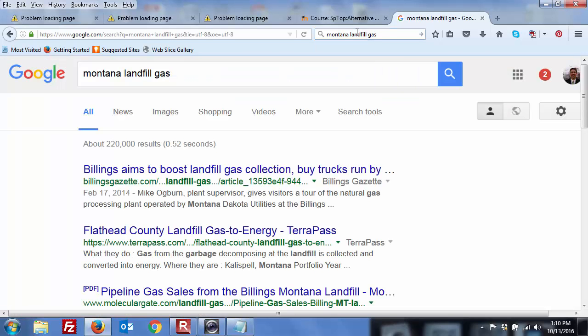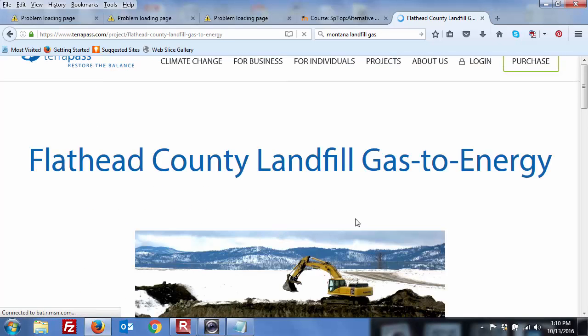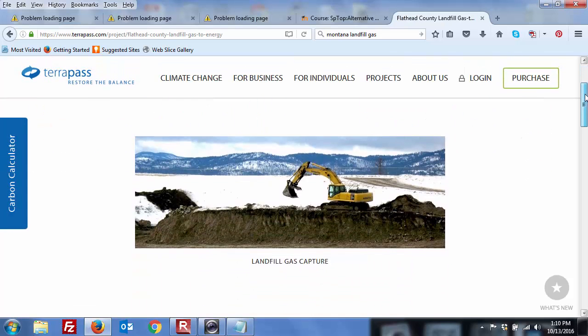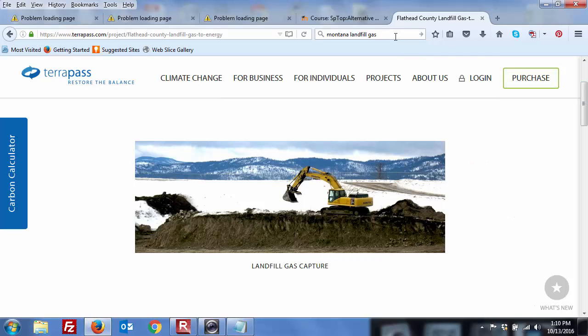Landfill gas would be another one. So the Flathead County landfill would be another one. Go up and visit the facility there. Would be another good place to go visit. Here's another one.